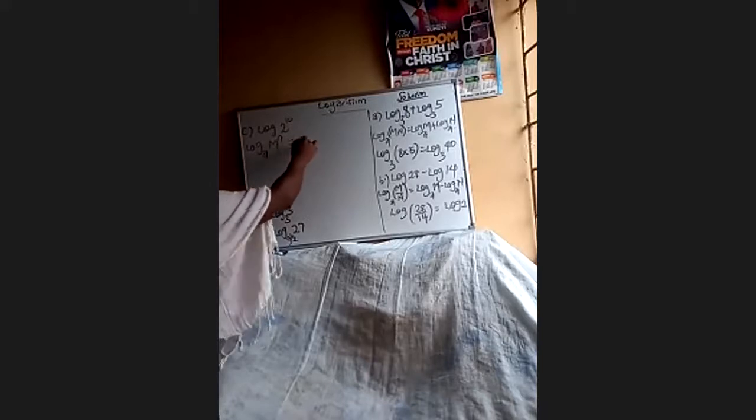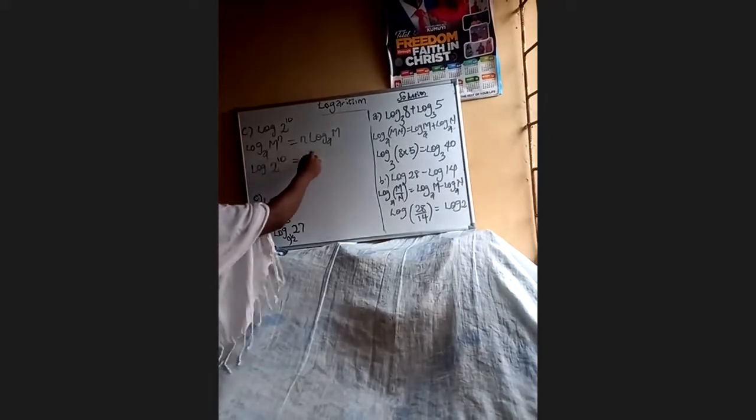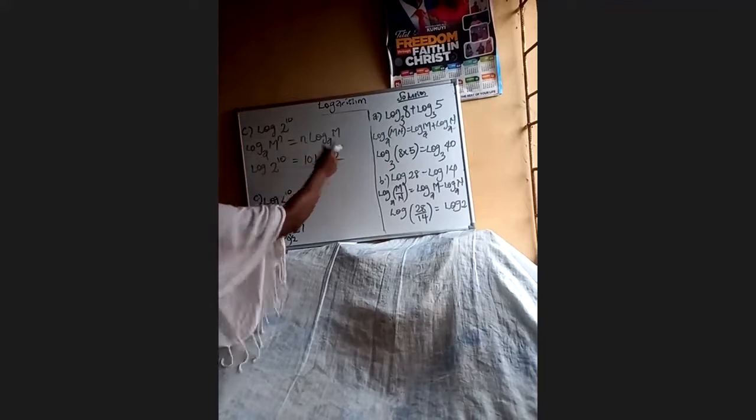So we come to the third example. We have logarithm of 2 raised to the power of 10. In our power rule, the third rule, when we have logarithm of m raised to power n base a, it is the same thing as n logarithm of m base a. So in this case, where we have logarithm of 2 raised to power 10, our answer is 10 log 2. That's our answer.